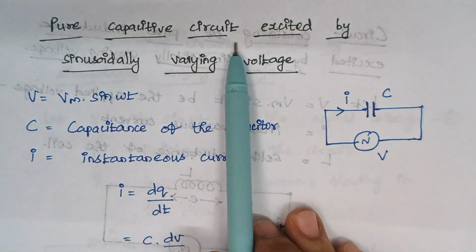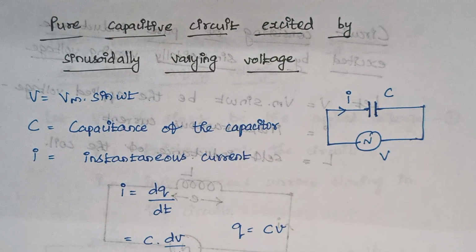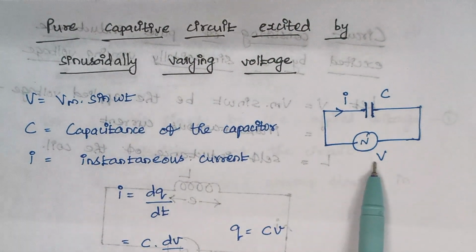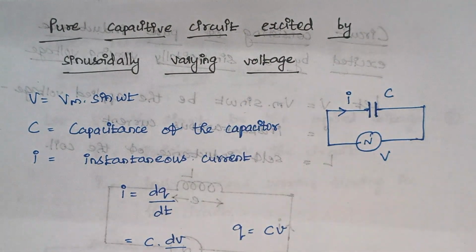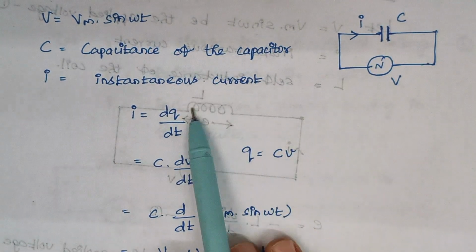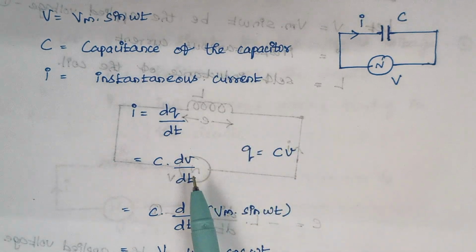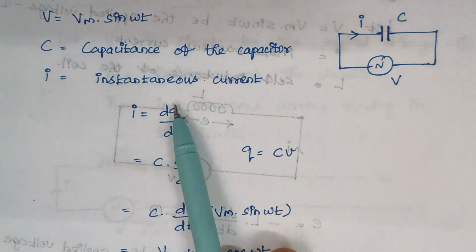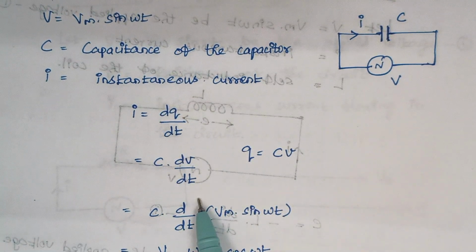Pure capacitive circuit excited by sinusoidally varying voltage. So again here the same case, we are having a capacitor and the input voltage is a sinusoidal voltage and I is the current that flows through the circuit, right? So the value of I is given by dq by dt. So this is a general expression. So here Q is nothing but C into V.